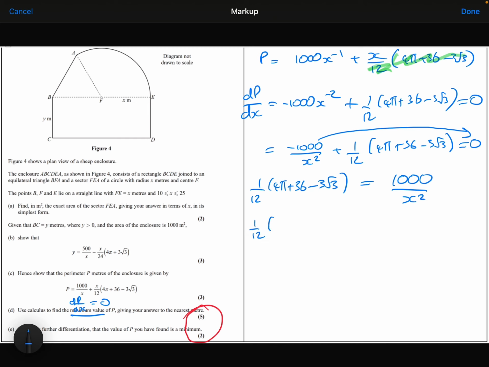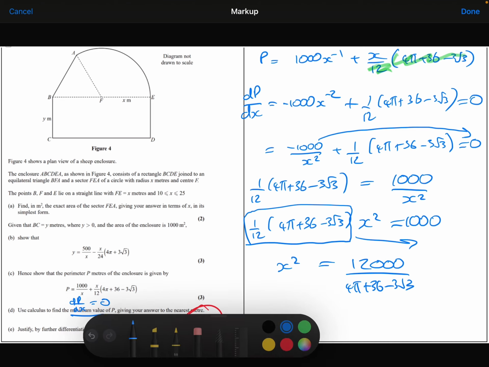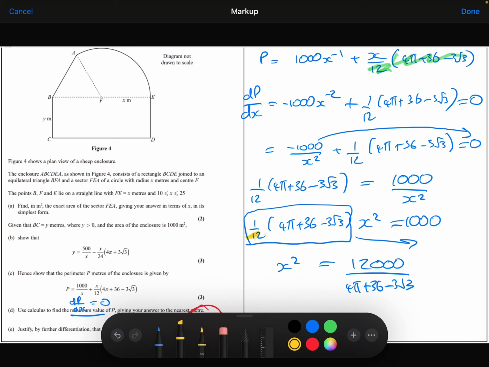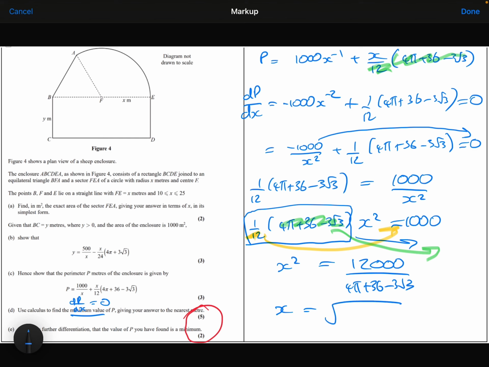So I will get... I will now divide both sides by all of this. So that's going to give me, times in the 1000 by 12 will give 12,000 over the 4 pi plus 36 minus 3 root 3. That's all I've just done there. Took that 12, multiplied it by the 1000, and then divided by that. Square root all of that.